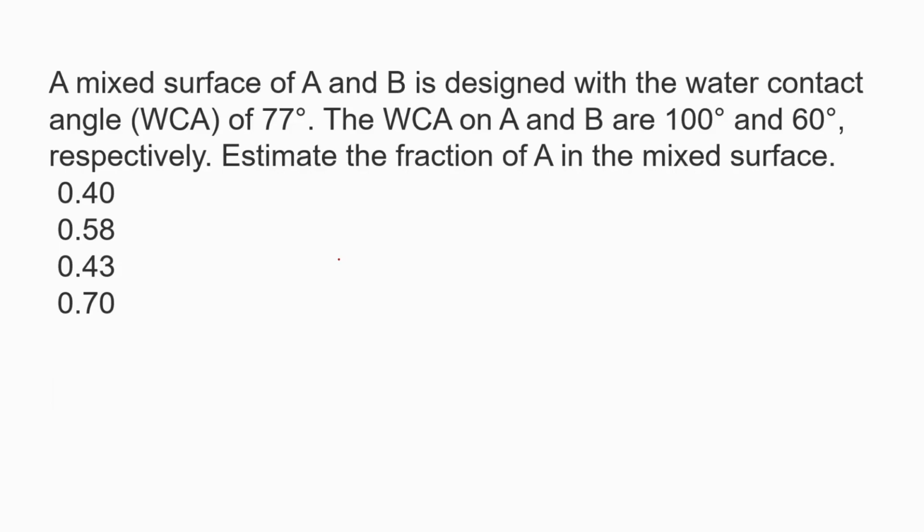And now we have a numerical question. A mixed surface of A and B is designed with the water contact angle of 77 degrees. The water contact angles on A and B are 100 degrees and 60 degrees respectively. Estimate the fraction of A in the mixed surface. Options are 0.4, 0.58, 0.43 or 0.7.